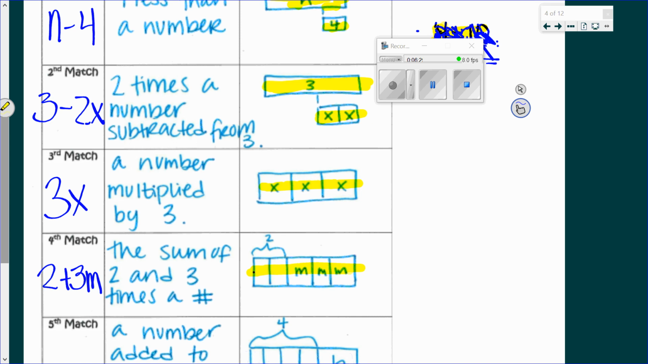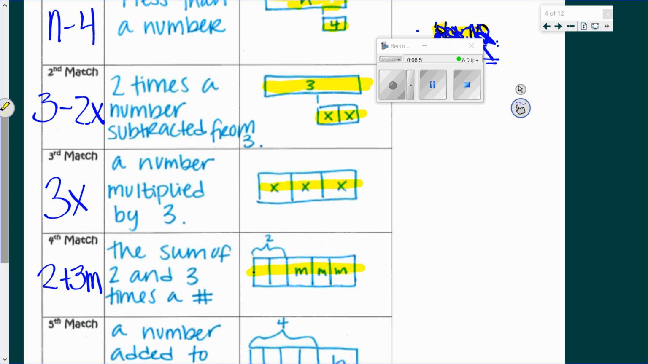So the big difference I'm seeing between addition and subtraction: for subtraction, you have the whole and you're taking a part from it. For addition, the whole is made up of a combination of several pieces. So we've modeled addition, subtraction, and multiplication, because multiplication is just repeated addition.